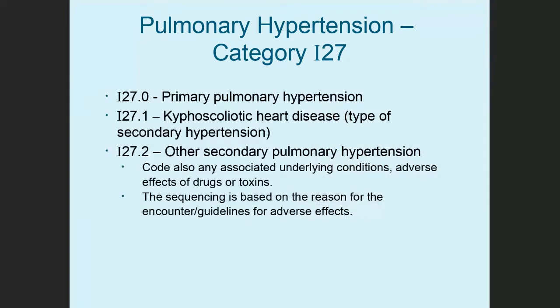We have I-27.0, primary pulmonary hypertension, I-27.1, kyphoscoliotic heart disease, or I-27.2, other secondary pulmonary hypertension. Code also any associated underlying conditions, adverse effects of drugs or toxins. The sequencing is based on the reason for the encounter or guidelines for adverse effects. Remember that there's specific guidelines for adverse effects coding sequencing.